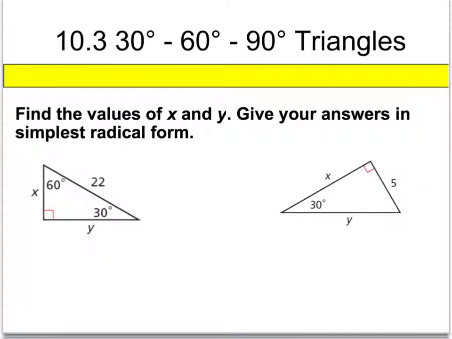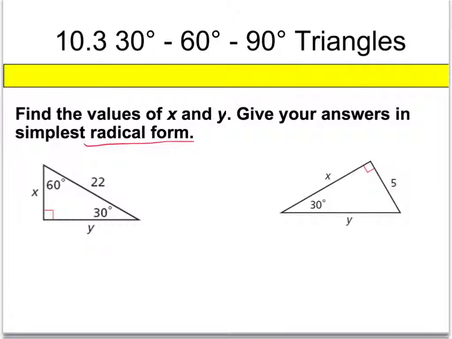Looking up at this first one, I want you to find the values of x and y and give your answers in simplest radical form. So you're not finding the decimal form, you're finding the radical form. Normally you'll have some sort of radical, or it's going to come out to be a perfect square when it talks about that square root of 3. Now, I want to show you this first one, and then I want you to try the second one on your own.